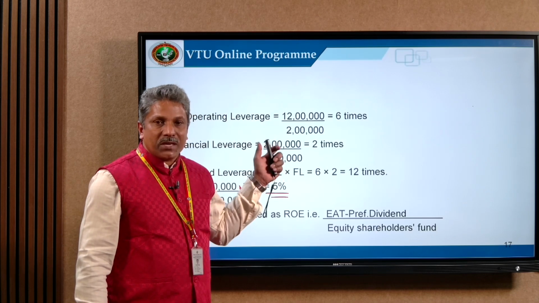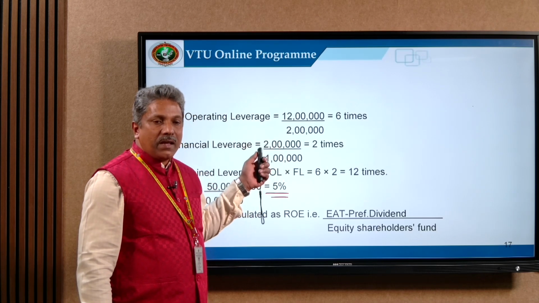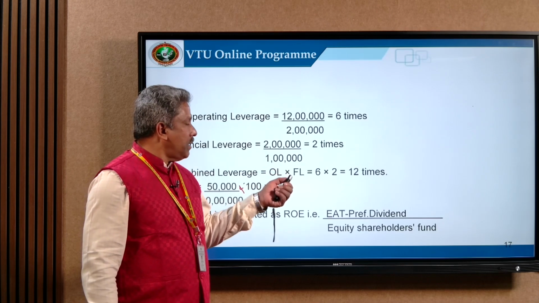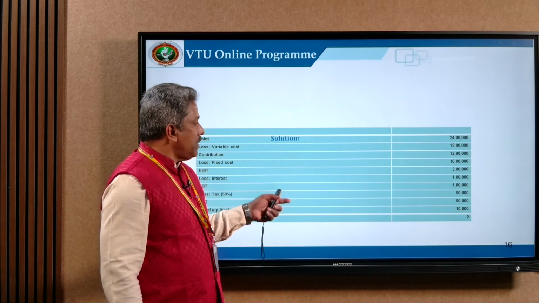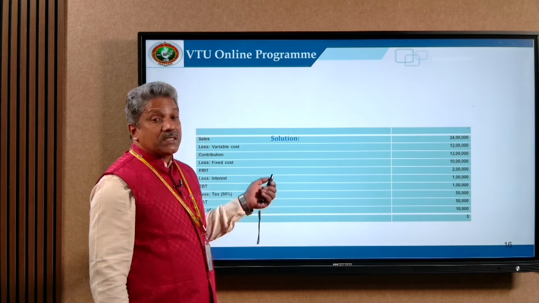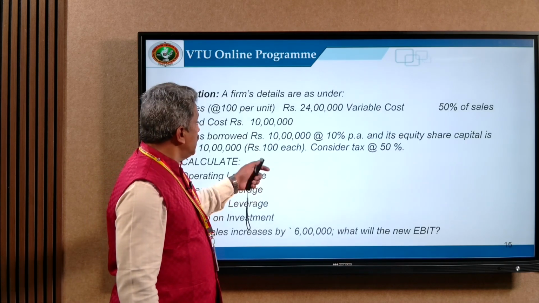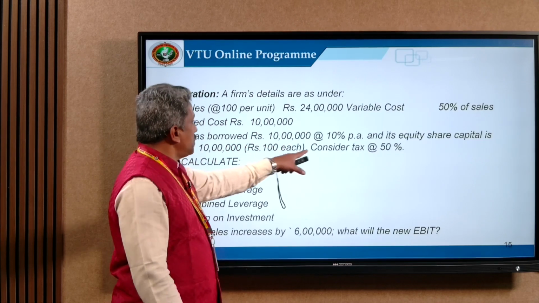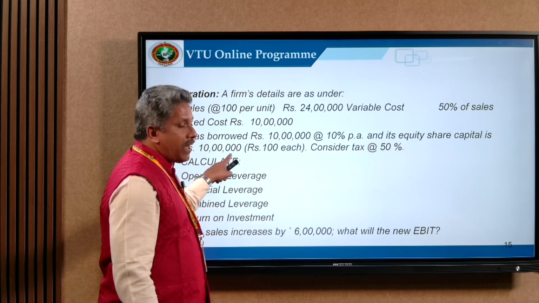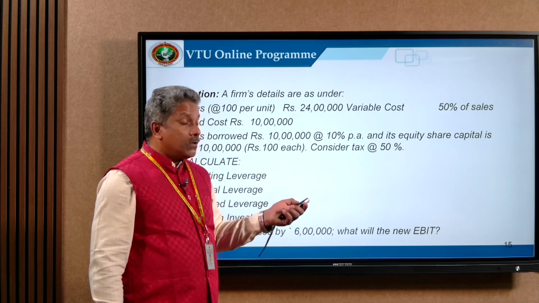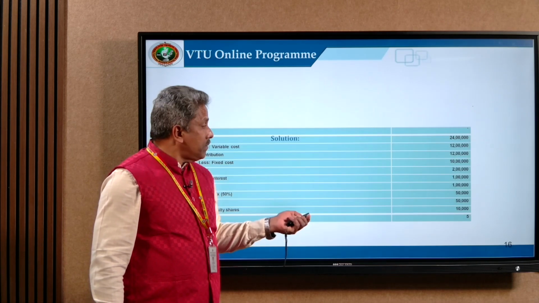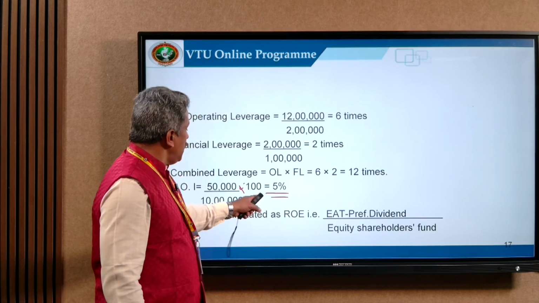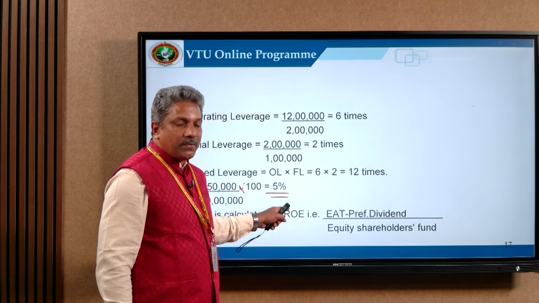Since preference shares are not mentioned directly, from earnings after tax of 10,000 we divide by equity shareholders' funds. Equity shareholders' funds, it says, the equity share capital is 10 lakh rupees. When shareholders' funds is taken, we get the return on investment as 5%.